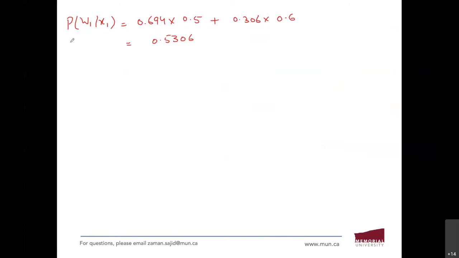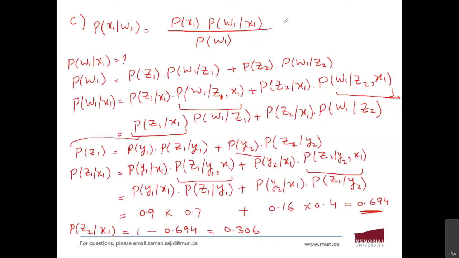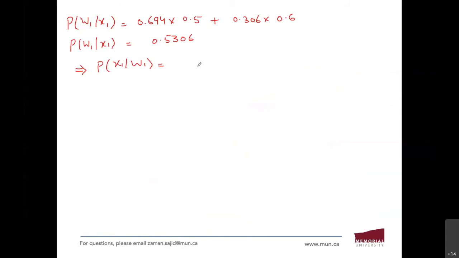Now with this value of the probability of W given X1, we can find out, using the Bayes theorem, the probability of X1 given W1. So this is what I'm going to use now. I found this value, I know the marginal probabilities, and now I can find the probability of x1 given w1. That will be equal to 0.5306 multiplied by the value we just found, over 0.5348, and this is equal to 0.3968.